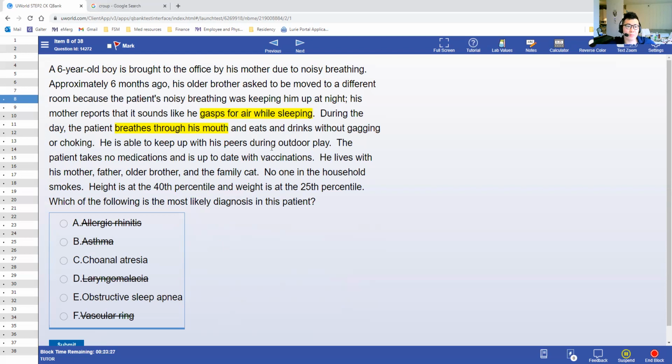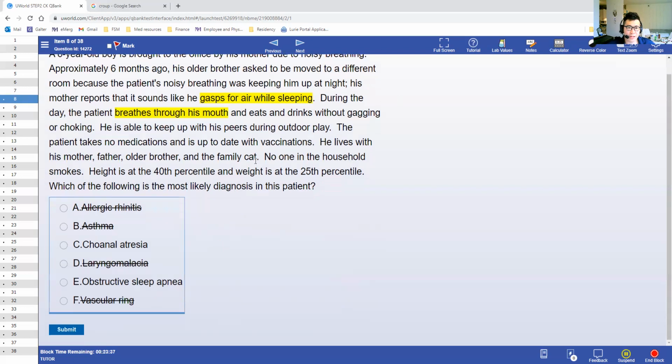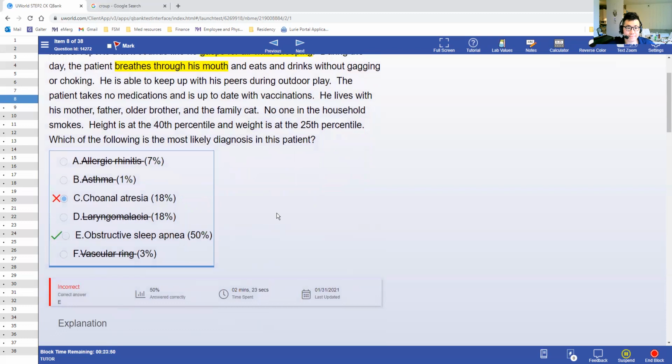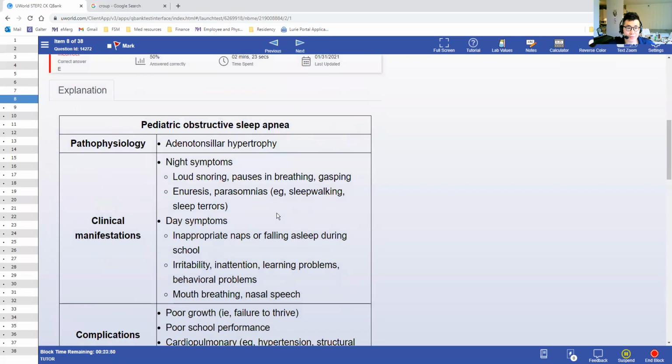And notice how much it says noisy breathing too. It never says that he actually stops breathing. Yeah, so in this kind of scenario, he doesn't seem apneic. He's kind of breathing through his mouth, so I'm thinking there's some kind of atresia in this area. Maybe not full atresia, but partial. Nope, I overthought it.